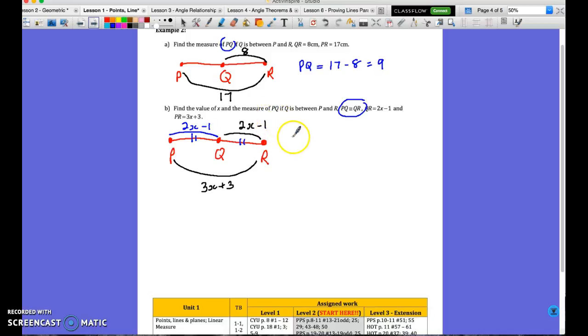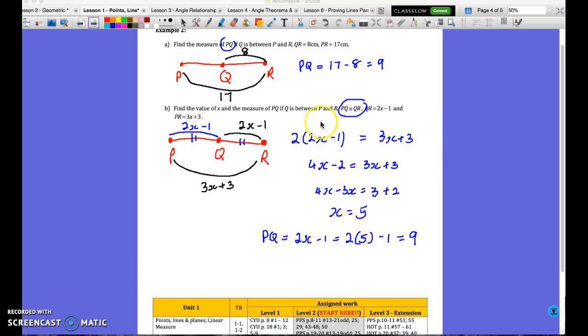And our equation that we can set up is as follows. 2 multiplied by 2x minus 1 must be 3x plus 3. And now we can solve. Okay, very quickly, so I've solved this. We obtain an x value of 5, and then I substitute that into the expression for PQ to get our final answer of the measure of PQ.